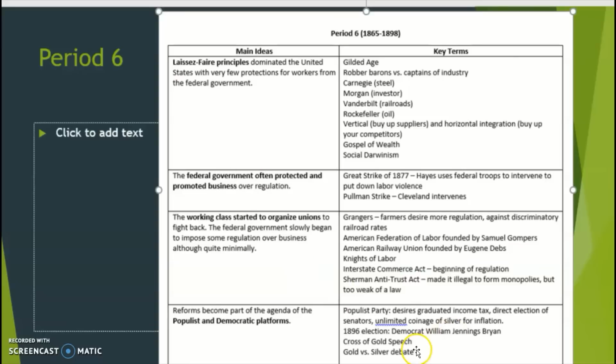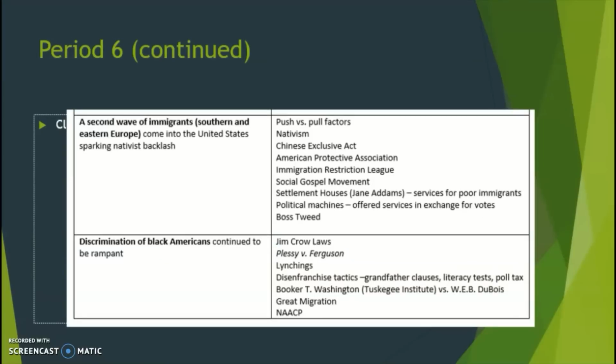Now, of course, as I said, he does lose, but this highlights the plight of debt-ridden farmers, in particular, where, of course, our Republicans, known as the gold bugs, want a currency based on the gold standard.